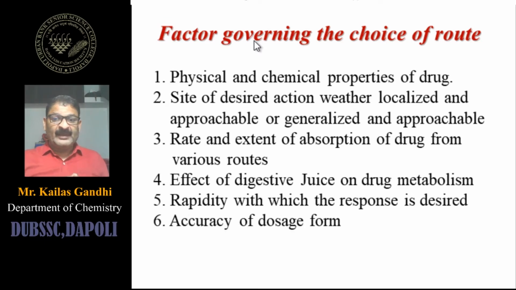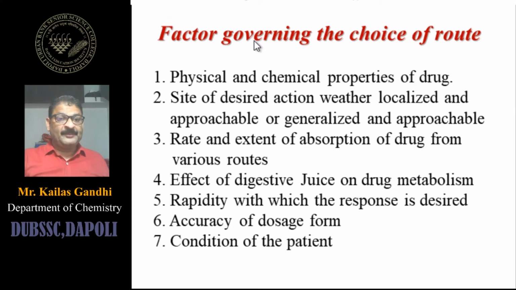Next one is accuracy of dosage form. Previously we discussed that when the drug is given by the oral route, the drug which becomes available in the bloodstream is less than the drug which is administered. So if we require an accurate dose, then we have to go for another route of drug administration than the oral route.